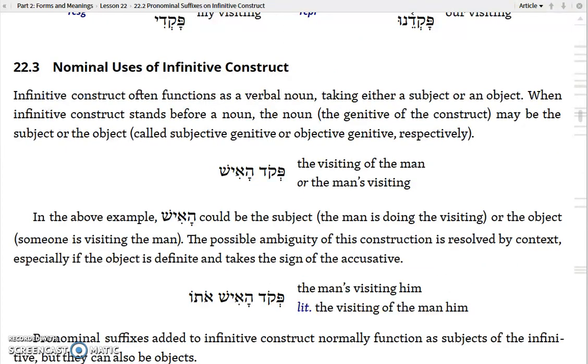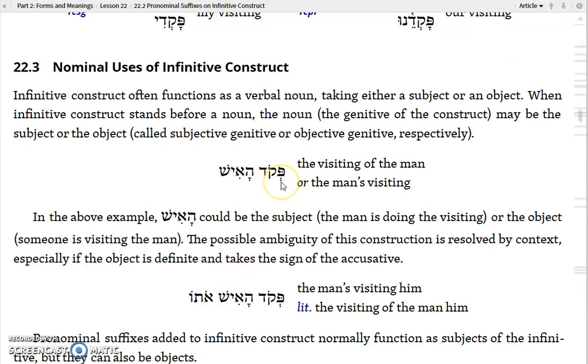So what is the use of the infinitive construct? Infinitive constructs often function as verbal nouns, taking either a subject or an object. And when the infinitive construct stands before a noun, the genitive of the construct may be either the subject or the object of the verb. It could be a subjective genitive or an objective genitive, to use categories that are often referred to in Greek.